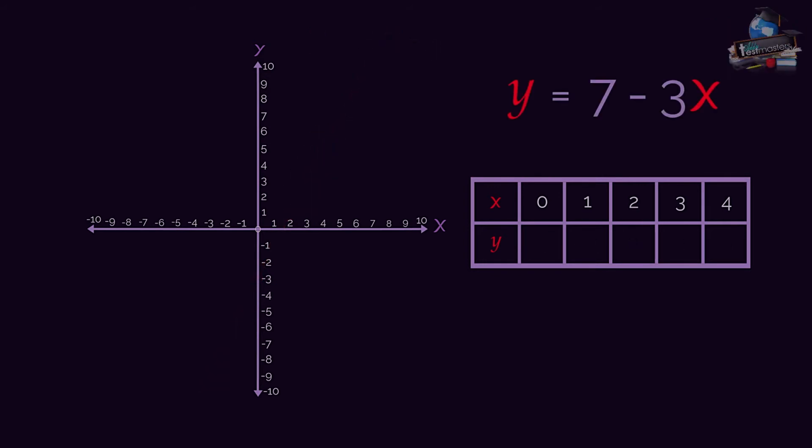Give this question a go yourself. Complete the table of values for this straight line. Pause the video, work out the missing values, and click play when you're ready to check. Did you get the y values right? 7, 4, 1, negative 2, and negative 5.